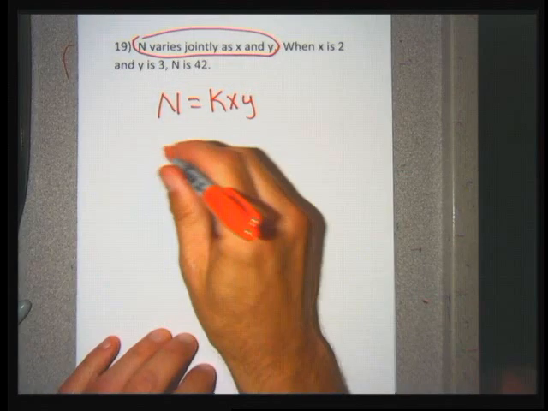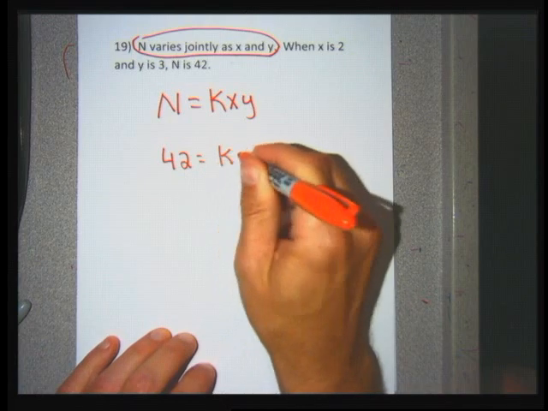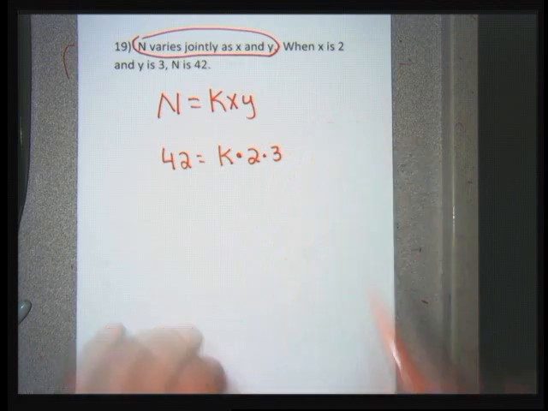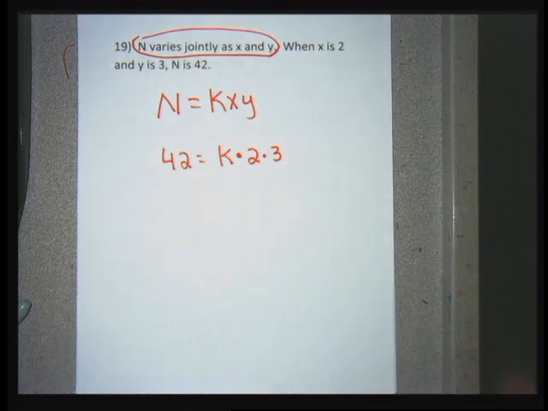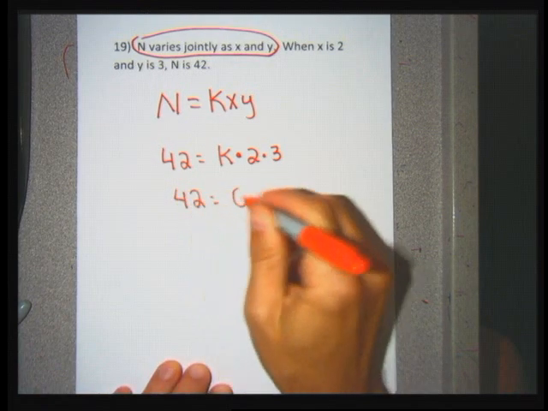Now I'm going to plug 42 in for n. I'm going to leave the k alone. I'm going to plug in 2 for x and 3 for y. I can put the 2 and the 3 in parentheses. I put times signs because it's k times x times y. Parentheses and times signs both could represent times. I'm going to simplify the right-hand side by multiplying the 2 and the 3. That's going to give me 6.